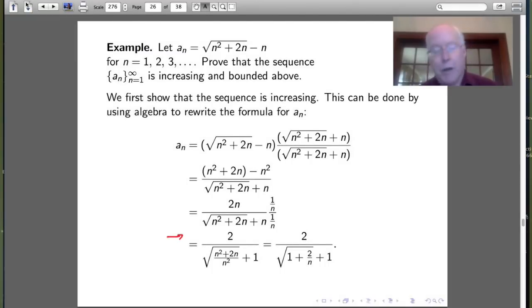The expression on the bottom is a little more complicated. You should work that out, make sure you understand the algebra. But once we clear things up under the radical, writing this as 1 plus 2 over n under that radical, we get the expression we see right here. And in this form, it's pretty easy to see that the sequence a sub n is non-decreasing.